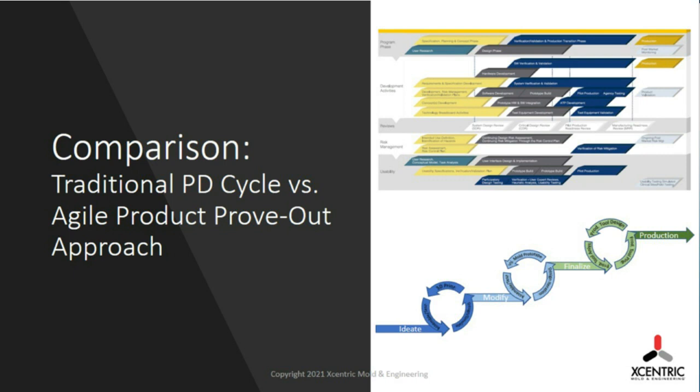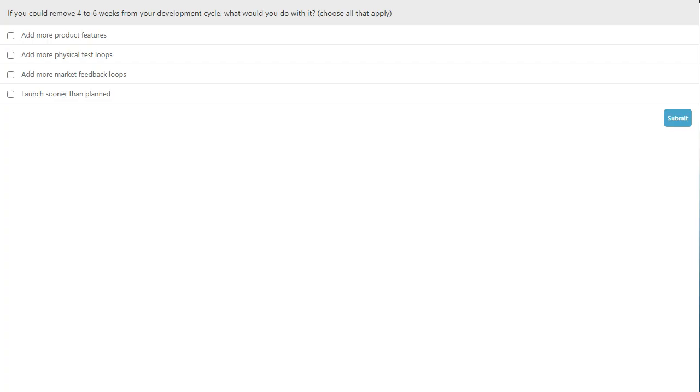So keeping that in mind, let's hop into a really fun vacation-y feeling question. All right. So if you could remove 4 to 6 weeks from your product development cycle, that is, you could get to market that much quicker or eliminate the need to do that extra validation and verification in those 4 to 6 weeks, what would you do with that extra time? And you can choose as many as you'd like here.